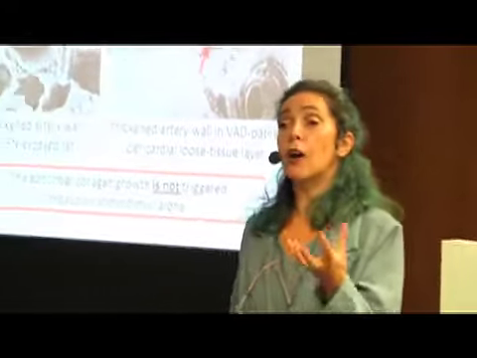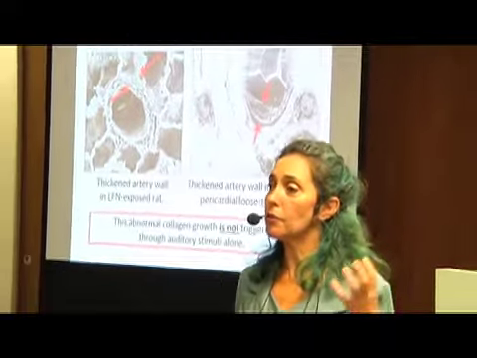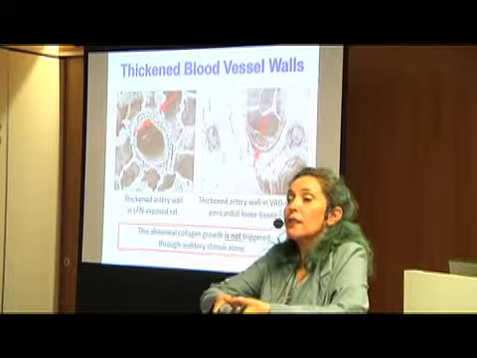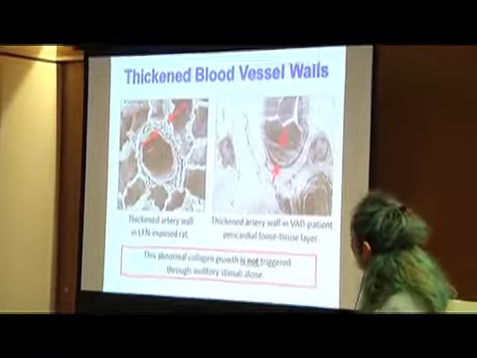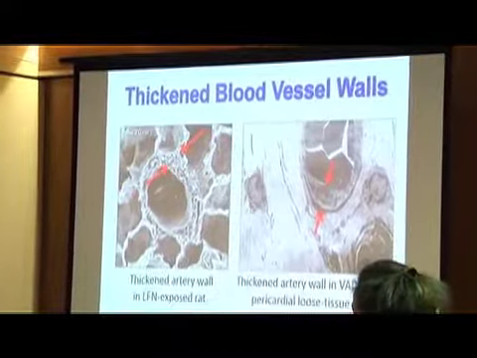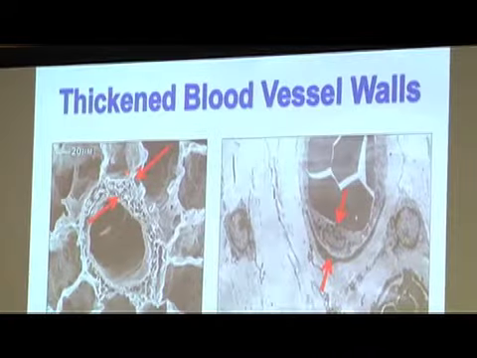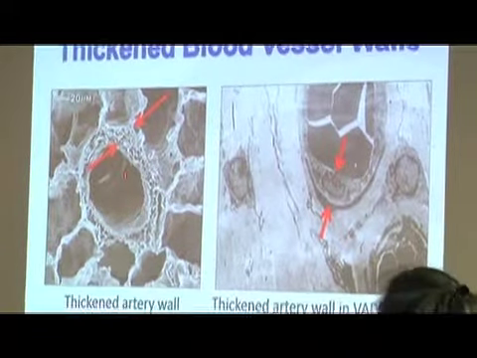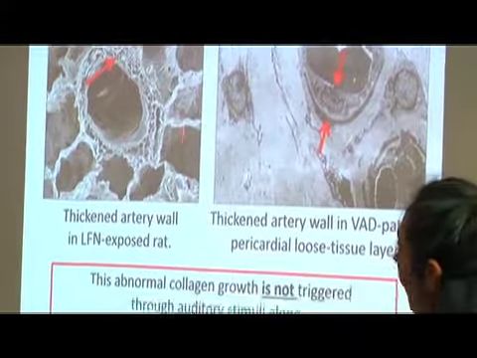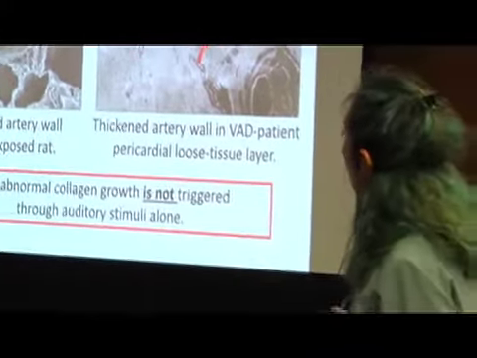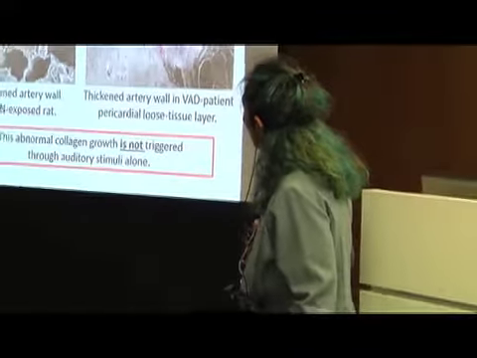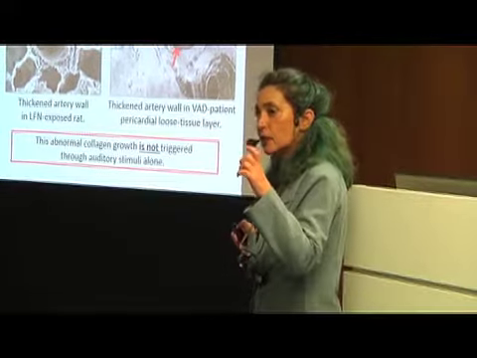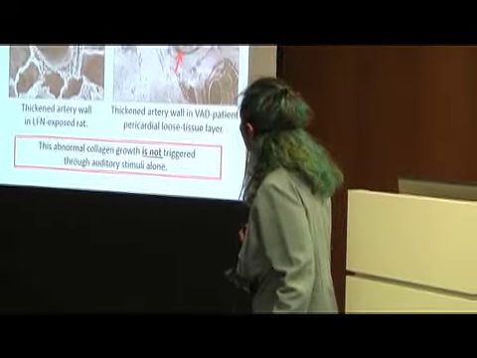The thickening of cardiovascular structures is not only in the pericardium, it also occurs in the walls of the blood vessels. This is where the blood is going. You see this thickness. It's supposed to be thin, like that, and it gets thick. This is in a rat. This is in a human. See this? This is blood, blood, blood, blood. And here, the wall of the artery is thick. It is supposed to be thin.